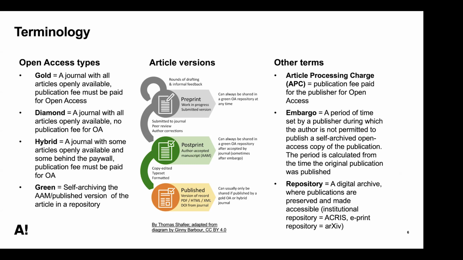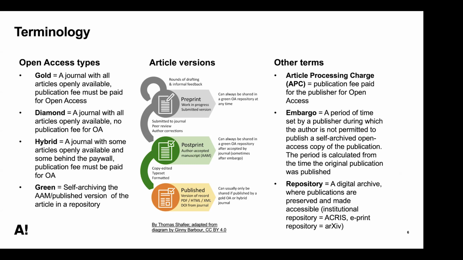In gold open access journals, all articles are openly available and a publication fee must be paid. In diamond open access journals, all articles are openly available, but there is no publication fee. Hybrid journals offer a mix, with some articles openly available and others behind a paywall. If you choose to publish open access in a hybrid journal, a publication fee is required. Green open access is not a journal category, but refers to the practice of self-archiving an article in a repository.